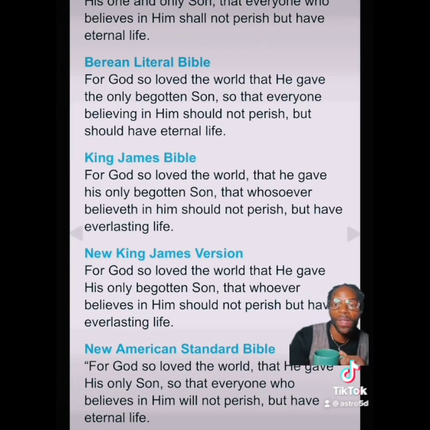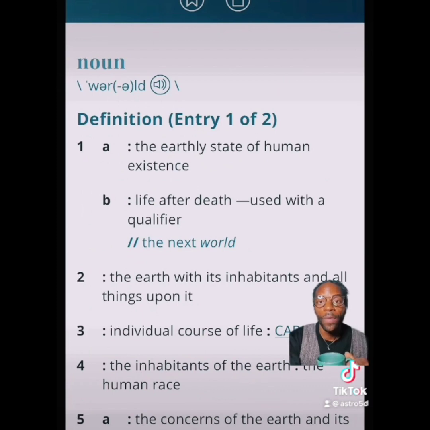This verse says, "For God so loved the world that he gave his only begotten Son, that whosoever believes in him should not perish but have everlasting life." Again, I don't take this literally, so what does this mean? Okay, so God loved the world, the earthly state of human existence, the earth with its inhabitants and all things upon it, an individual course of life, the human race. So this is what God loved.